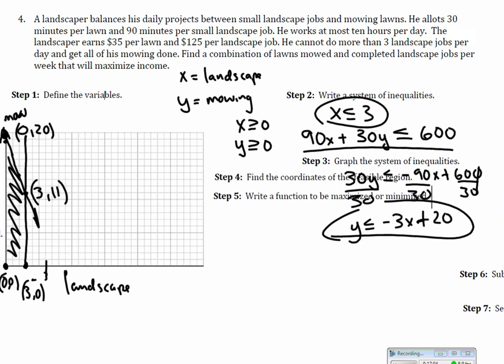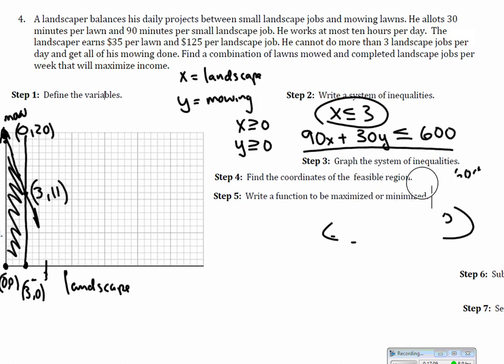So there's step 4. Let's look at step 5. We got to maximize the function. I'm going to erase this part. The function, once again, is profit. So lawns mowed, completed landscape jobs to maximize the income. He makes $35 per lawn, and he makes $125 per landscape job. So we're trying to maximize that income. So what we want is 35 times x plus 125y. So obviously this one's out by the fact that we have 3, 11, 3, 0 out.